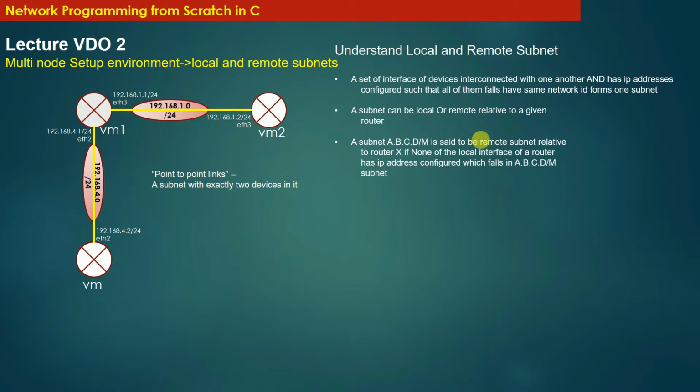Now let us go through the definition of remote subnets. A subnet A.B.C.D/M, where M is the mask value, is said to be a remote subnet relative to router X if none of the local interfaces of router X has an IP address configured which falls in subnet A.B.C.D/M. So this is the definition of a remote subnet.